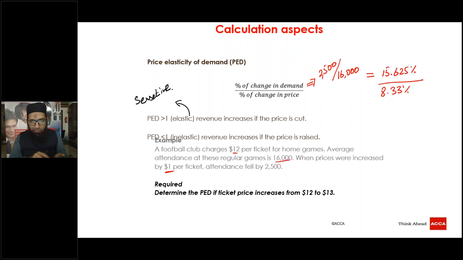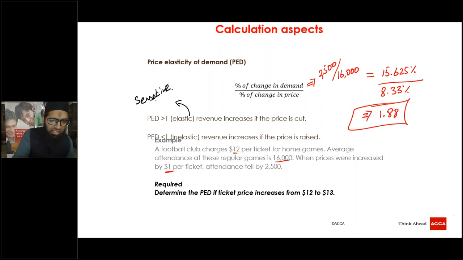So the PED will be 15.625 divided by 8.33. The answer will be 1.875 or 1.88. This is the price elasticity of demand. And that means it is elastic. Elastic means that the pricing decision is sensitive. If we increase our price, my demand will fall by more than that.